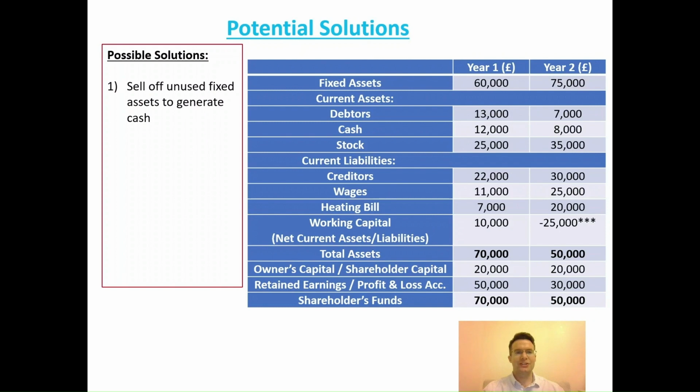The first one is to sell off unused fixed assets to generate cash. As we said earlier, the fixed assets have gone up by 25%. That could mean that some of these assets have appreciated, but it could also mean that they might have bought new fixed assets and therefore not be using older fixed assets. If they're not using them, rather than paying to store and maintain these assets, it might be worth selling them off. Of course, when you're ever selling a fixed asset, you might have to almost speculate to accumulate.